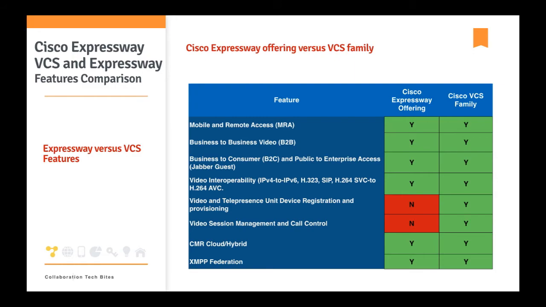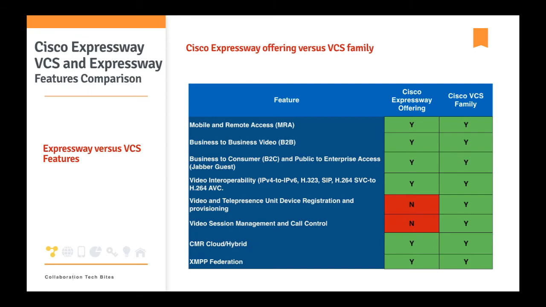And we will have another video focusing mainly on Cisco Jabber Guest and how to design and also implement Cisco Expressway with Jabber Guest and enable a business-to-consumer architecture. The fourth feature is video interoperability. You can integrate SIP to H323 connection. Let's say we have H323 integration or SIP integration, or we're talking about H264 SVC to AVC.